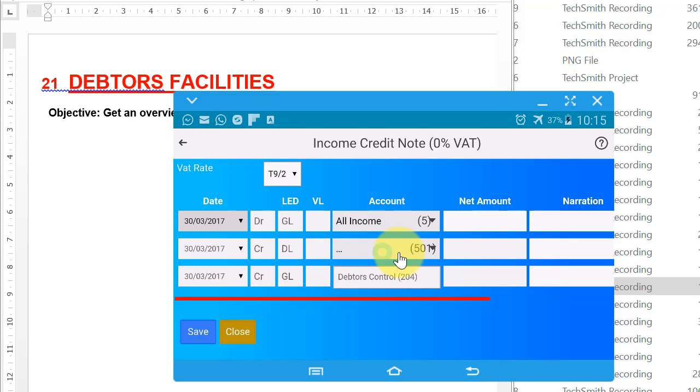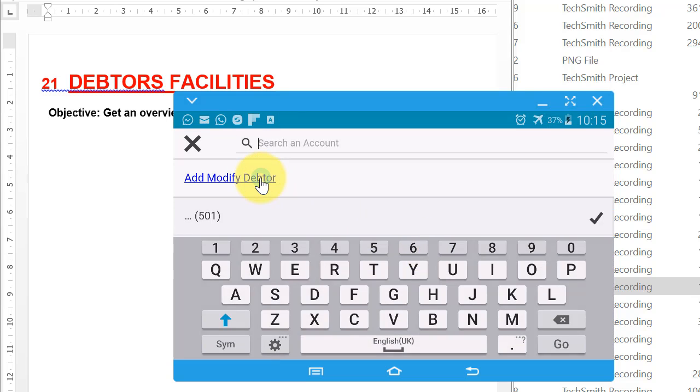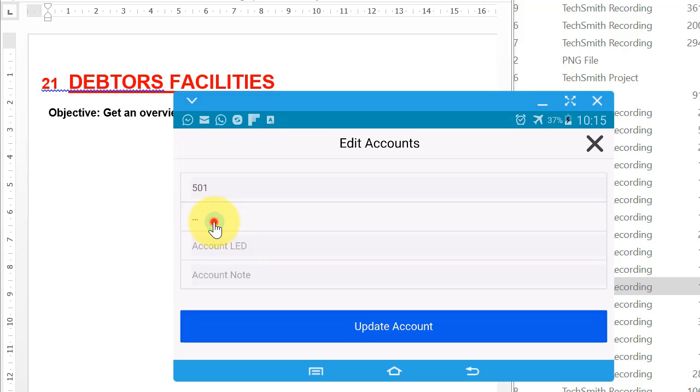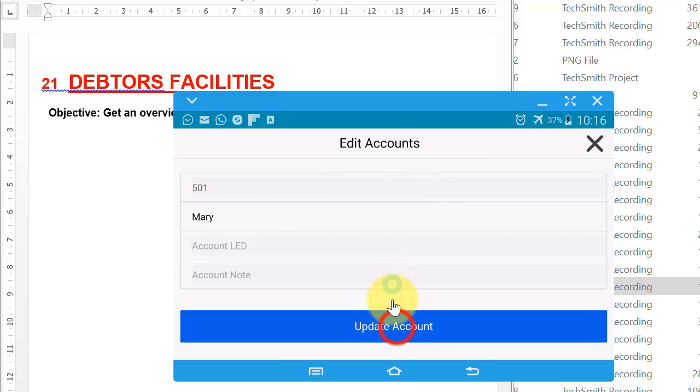Now remember, we can see a blank here simply because we have not entered any account for the debtor. Let's enter one very quickly. Which name should we use here? Let's assume the debtor is called Mary. Click on the device and then click Update Account.